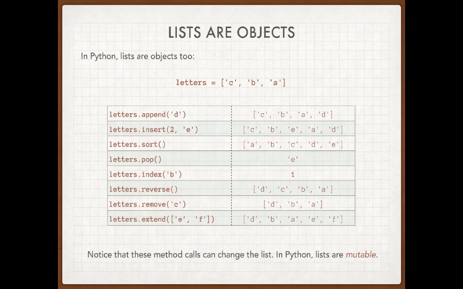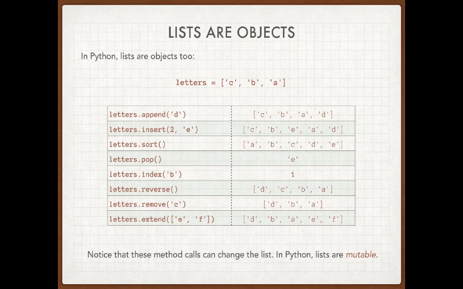Lists 2, objects. We've seen this before. So here on the left are a series of methods. On the right are what would happen to that list after I call that method. So if I start with the list CBA and I append the letter D, D goes onto the end. I can insert into the tooth drawer the letter E, and you'll see on the right what the result of that is. And then I can sort my list, I can pop my list, I can ask which index the letter B happens to have, that is in the 1th drawer, reverse the list, remove a C no matter where it is, or I can even extend it.